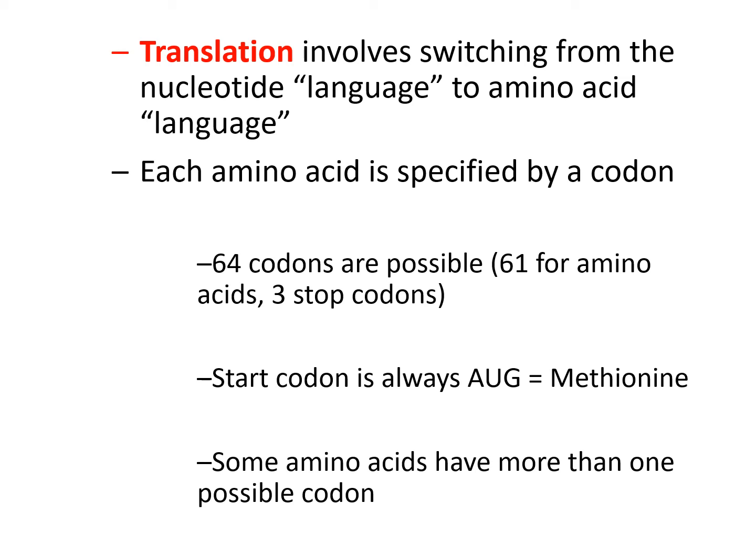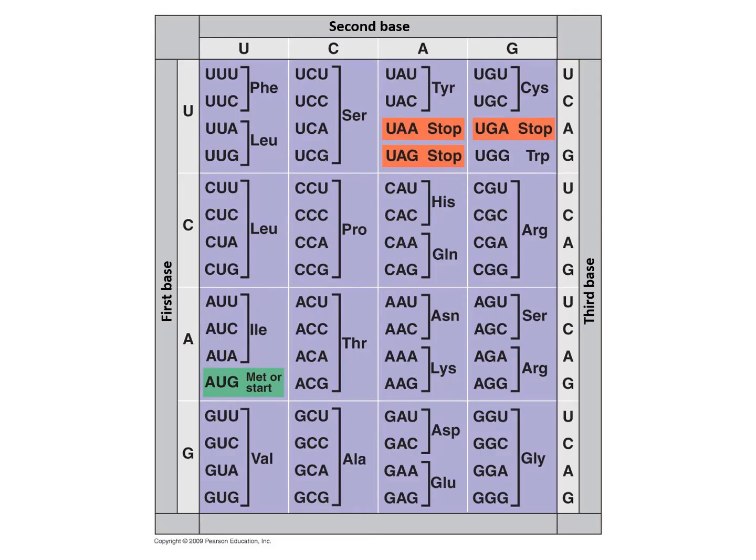Some amino acids have more than one possible codon. There are 20 different amino acids and 64 codons, so obviously you're going to have more than one codon per amino acid. This is a chart showing which codons are for which amino acids. Of course, you don't have to memorize this, but I think I'm going to draw on this slide.